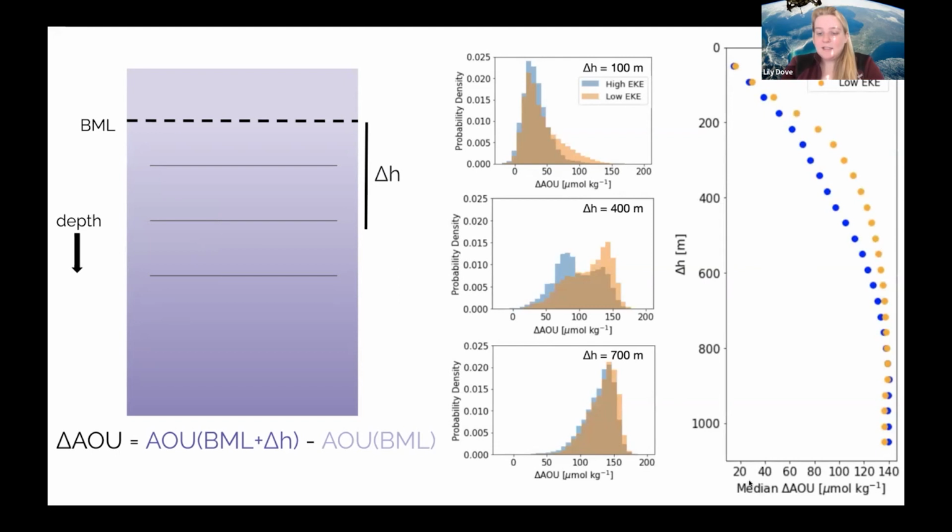Another way to look at this is to plot the median delta AOU on the x-axis and then look at delta H on the y-axis. And you can see, again, near the surface, there isn't too much difference between high and low EKE regions. Again, at 700, 800 meters, there's not too much difference, but in this intermediate zone, there's a lot of difference in delta AOU. And again, pointing towards that in high eddy kinetic energy regions, you have a lower delta AOU, suggesting more recent ventilation or more active ventilation.